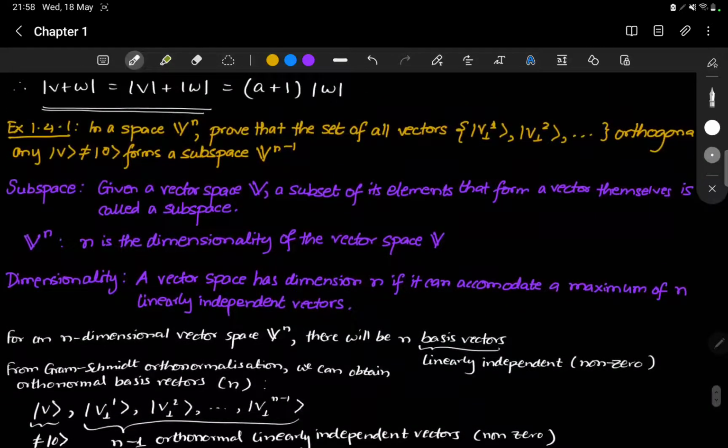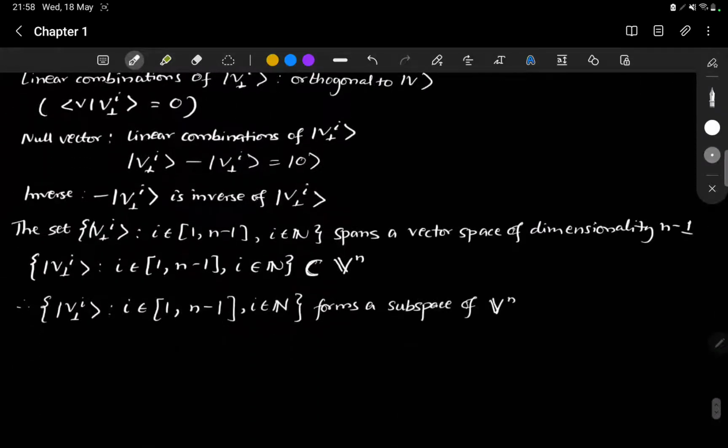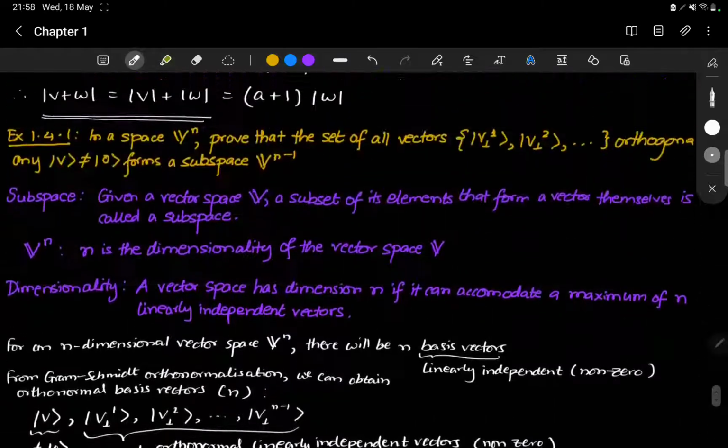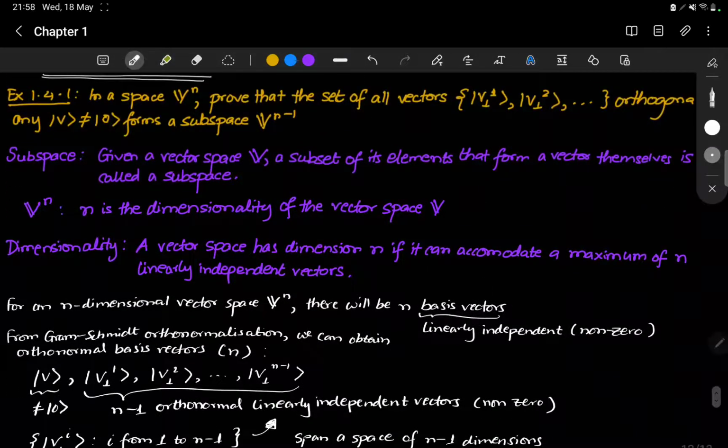So we have, and also the dimensionality is n minus 1. The dimensionality is n minus 1. So we have finally proved what we wanted to. We have shown that this particular set of orthogonal vectors to a given non-zero vector does indeed form a subspace of the original vector space that we started with.